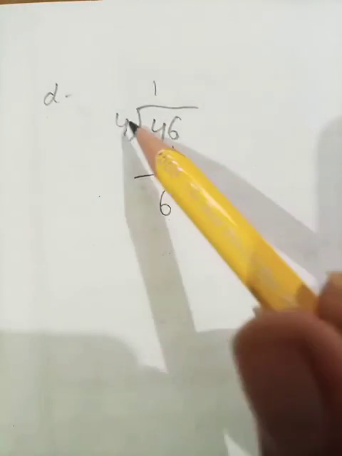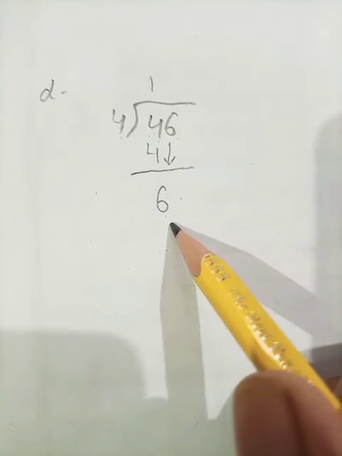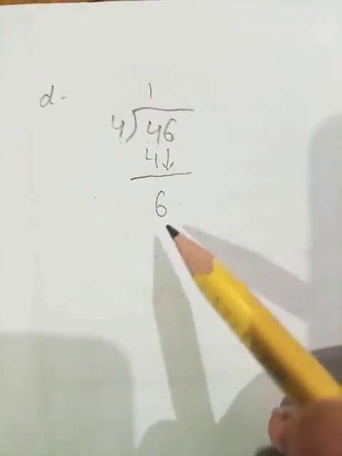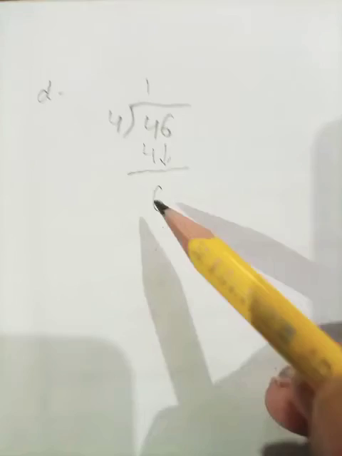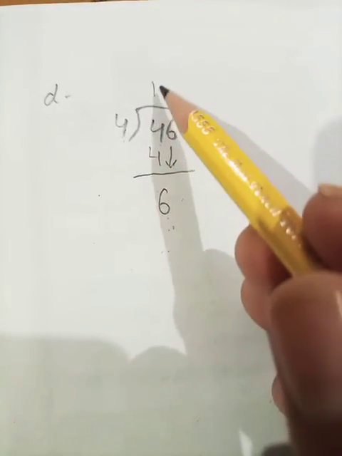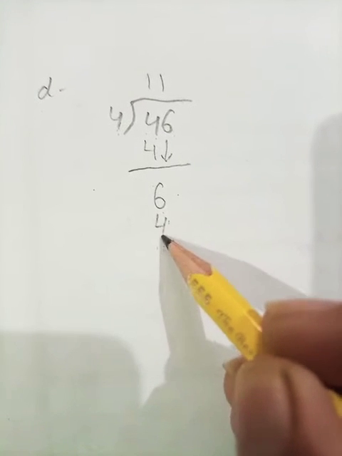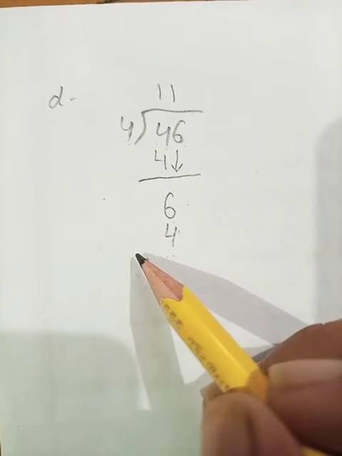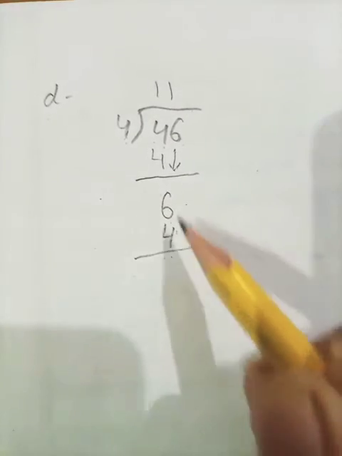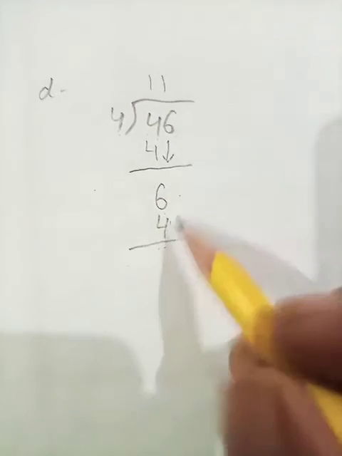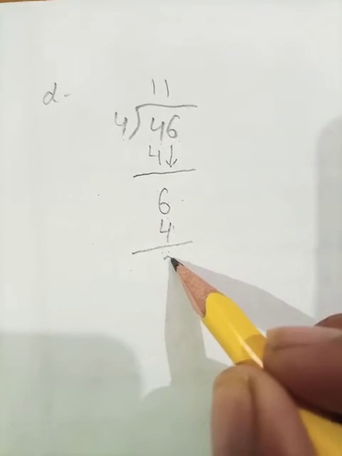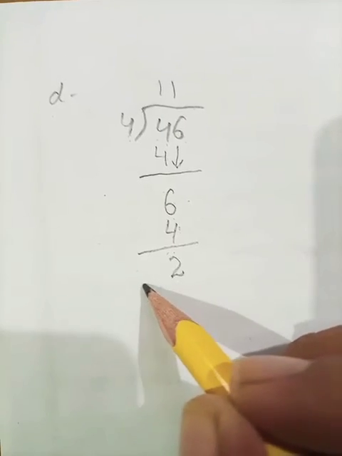So let's read the table of 4 until we got this number. 4 ones are 4, 4 twos are 8. 8 is being bigger, so we are going to write 4 ones are 4. And next step is subtraction again. When we subtracted 4 from the number 6, my answer is 2. So 2 is my remainder.